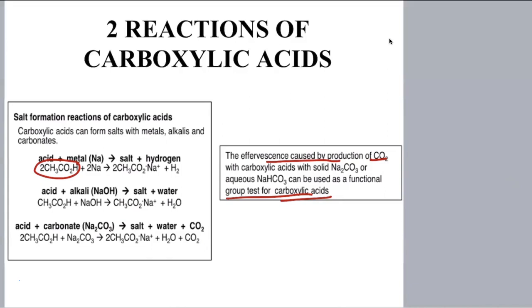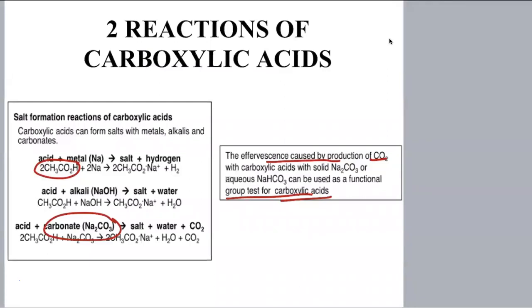For example, if you look at the reaction of carboxylic acid and carbonate, you want to differentiate a carboxylic acid and an alcohol. Only carboxylic acid can react with sodium carbonate, so you will see carbon dioxide being produced. Alcohol will not react with sodium carbonate. So this reaction can be used as a test to identify or distinguish carboxylic acid.